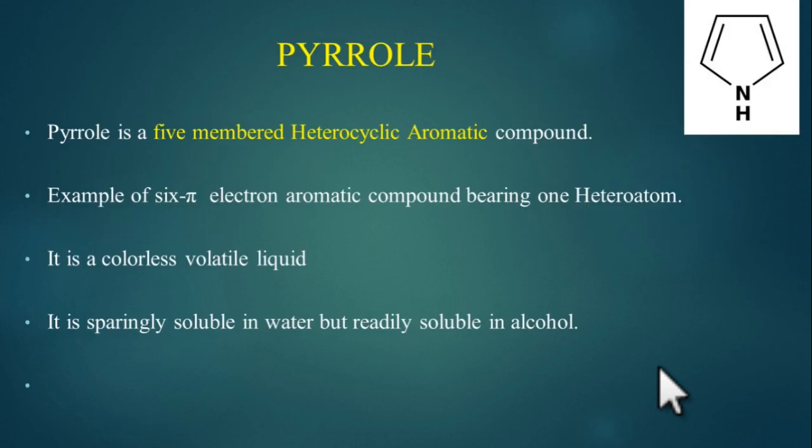Now coming to pyrrole. Pyrrole is a 5-member heterocyclic aromatic compound. It is a 6 pi electron aromatic compound bearing one heteroatom. It is a colorless volatile liquid. It is sparingly soluble in water but readily soluble in alcohol.